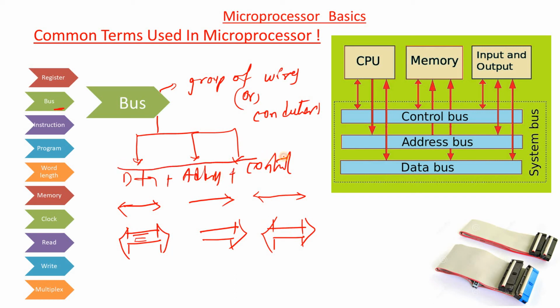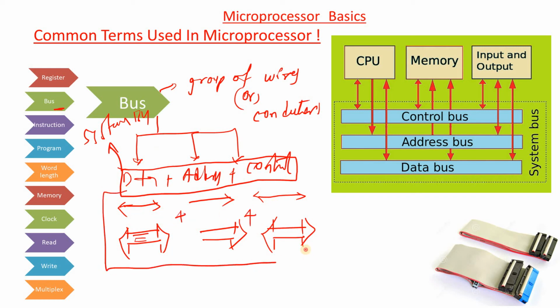This is very, very important. Address plus data plus control bus is represented as a system bus. So the total set of buses is replaced by only one single bus. That means we are adding all these buses together like this, and that is called the system bus. The system bus can be represented as address bus plus data bus plus control bus.